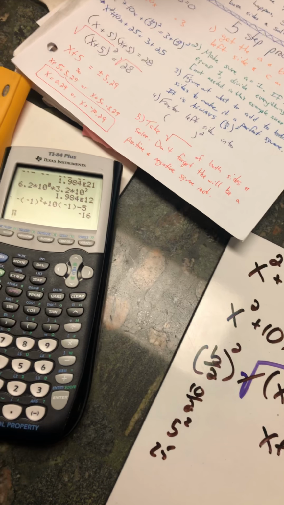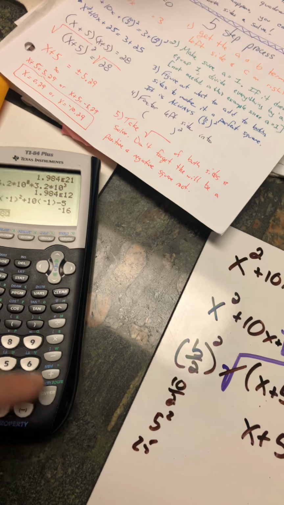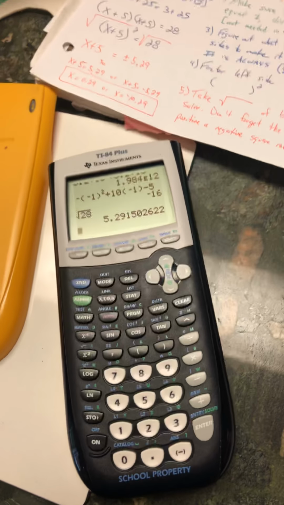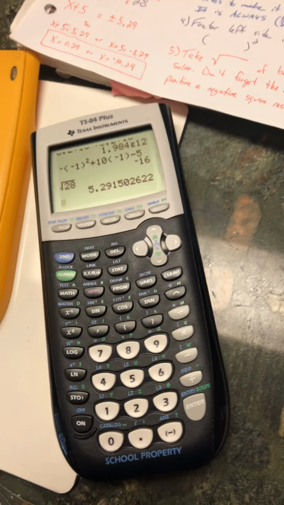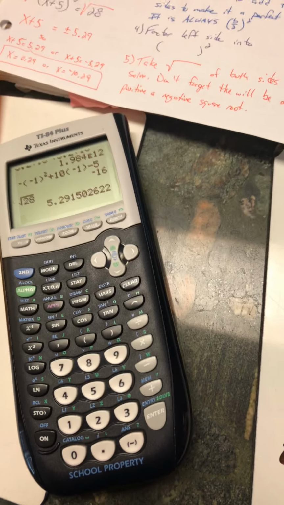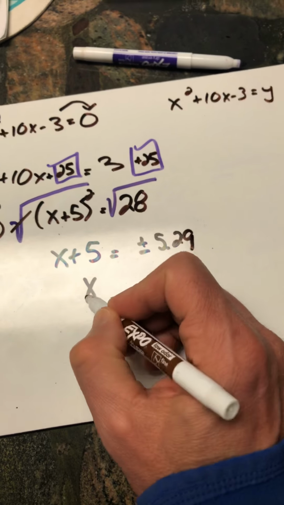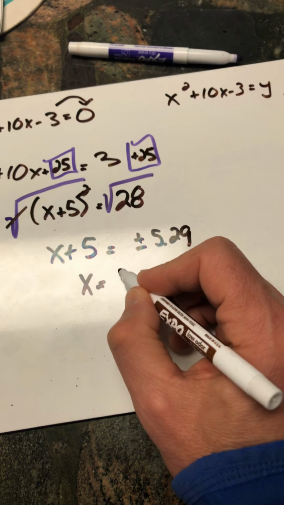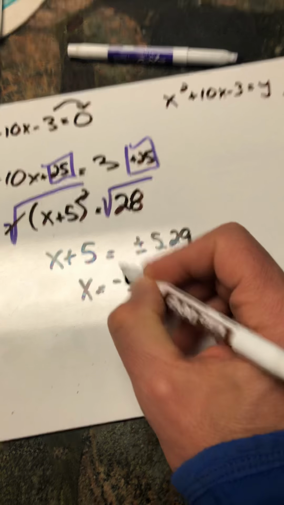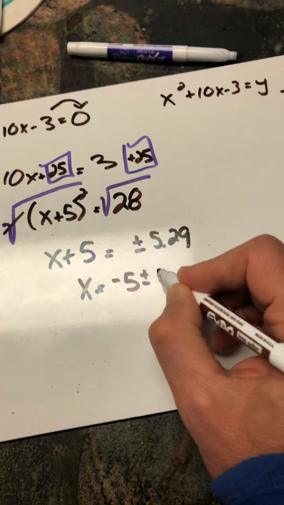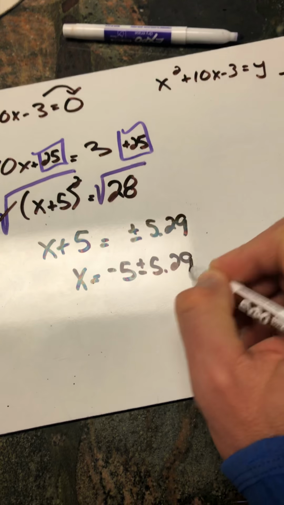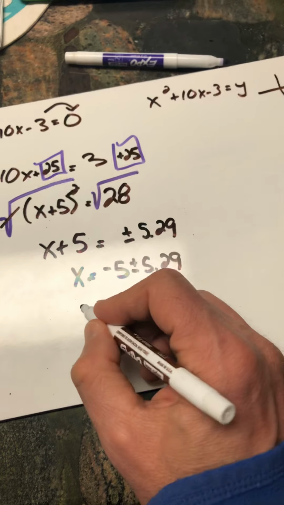There's my second function, square root of 28 equals, and you see I get 5.29, and I can round that. So plus or minus 5.29. To get x by itself, I just now subtract 5 from both sides. So it becomes negative 5 if I move that over, plus or minus 5.29. And I've got to figure out both of these solutions.